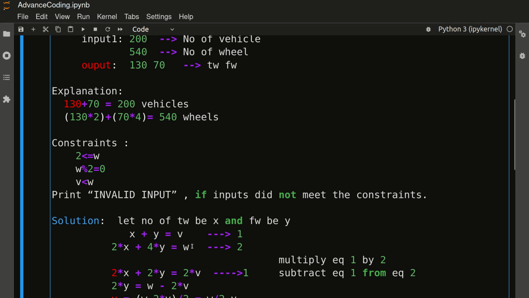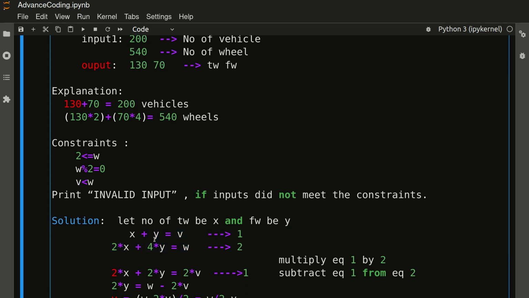And the number of wheels: if we have x two-wheelers, then wheels will be 2x, and if y four-wheelers, then wheels will be 4 into y. If you add all this, then we will get total wheels. If you know how many two-wheelers and how many four-wheelers, then you can easily find how many wheels. It is very simple. So wheels will be 2 times the two-wheelers and 4 times the four-wheelers, because one four-wheeler has 4 wheels. So these are the two equations.